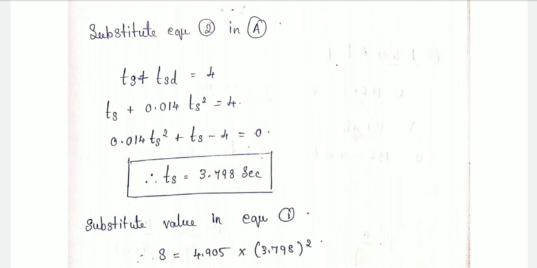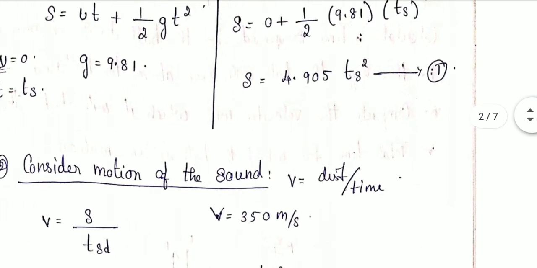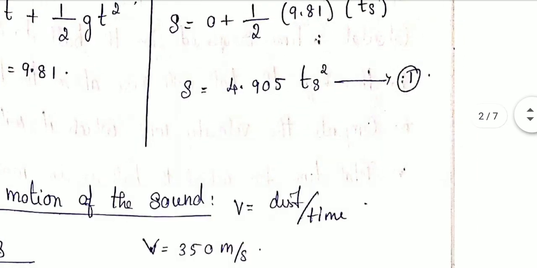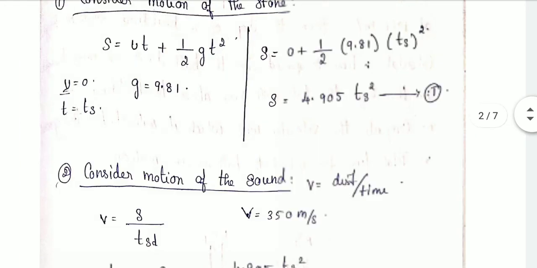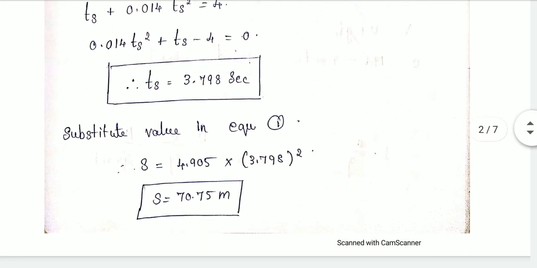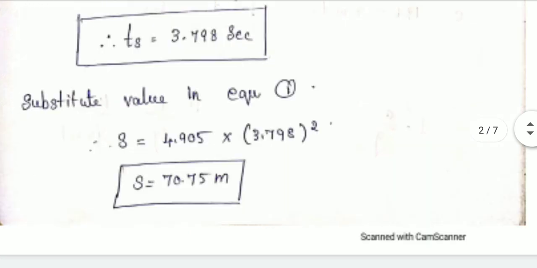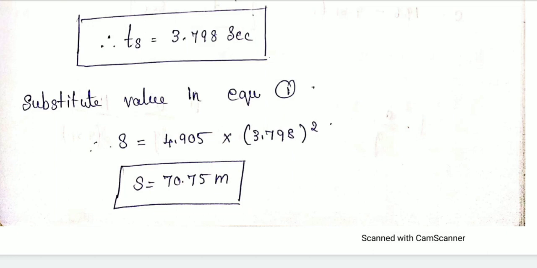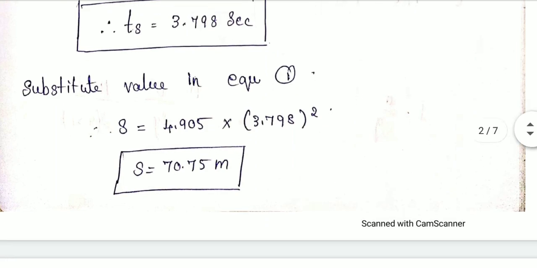After getting the Ts value, go straight into this equation, that is S is equal to 4.905 Ts square. S will give you the distance parameter, so you can find the depth of the well. Ts you already calculated, so substitute the Ts value in the S formula and your answer will be equal to 70.75 meter. So the total depth of the well is 70.75 meter, so that when I throw a stone, it has a splash sound after 4 seconds. That is the answer for this sum.